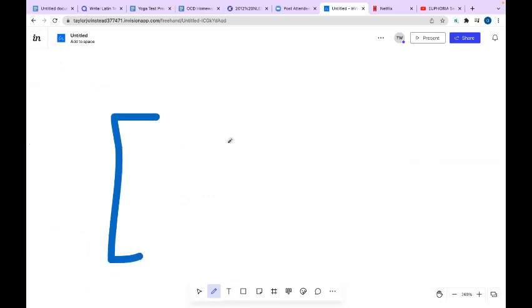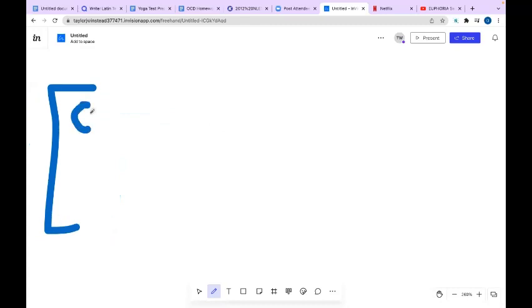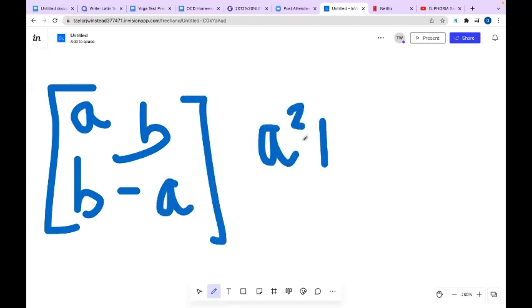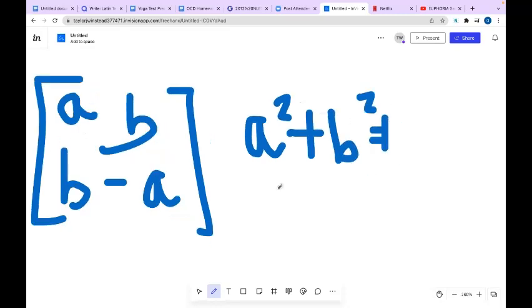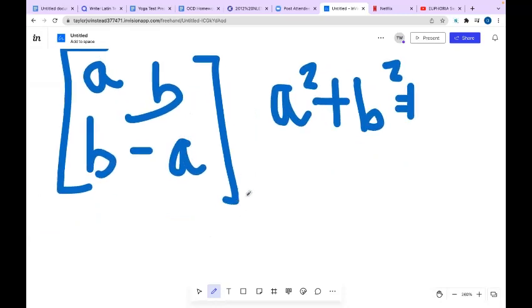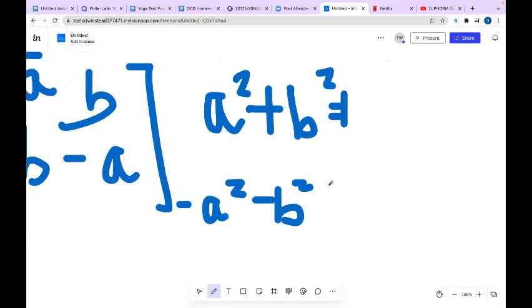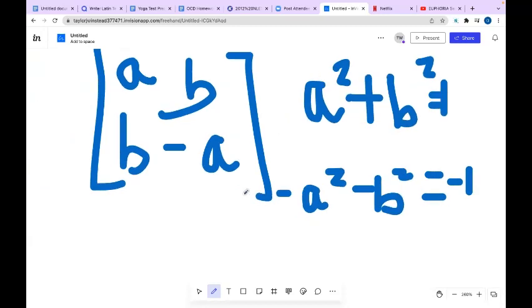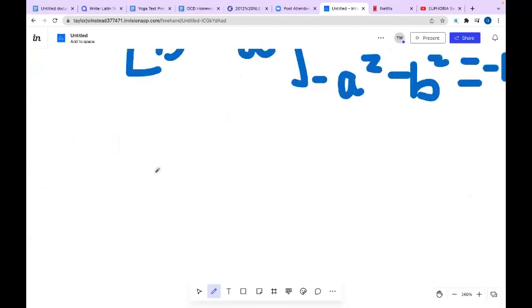By definitions discussed in previous lessons, we know that it has got to be equal to [A, B; B, negative A], where A squared plus B squared equals 1. Well, now the determinant is going to be negative A squared minus B squared. And if we're using what we've already learned here, that's going to have to equal -1. So that right there proves that it is invertible. But then we actually have to find the inverse.